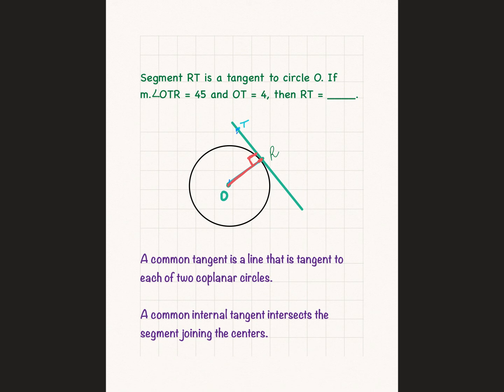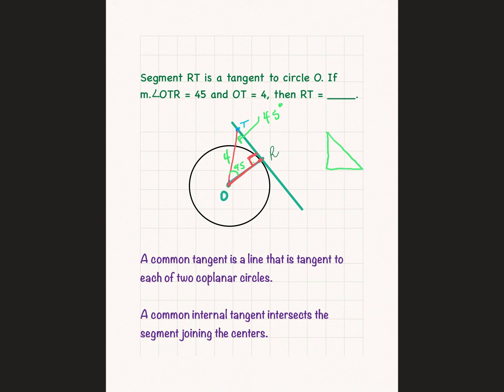So I'm going to connect this, and I'm going to take a look at OTR is 45. That's what we were told. So OTR is 45 degrees. So if OTR is 45, and that's a right triangle, then I know that this is also 45. And I know that OT is 4. Again, turn it off if you want to try it yourself.